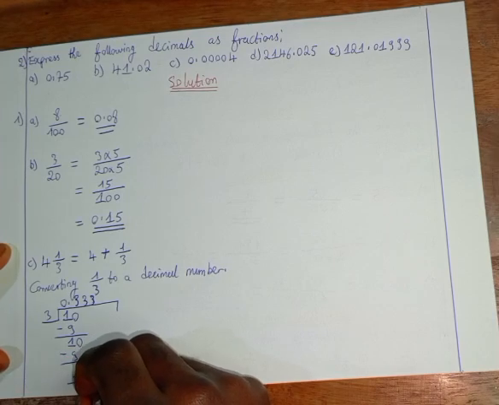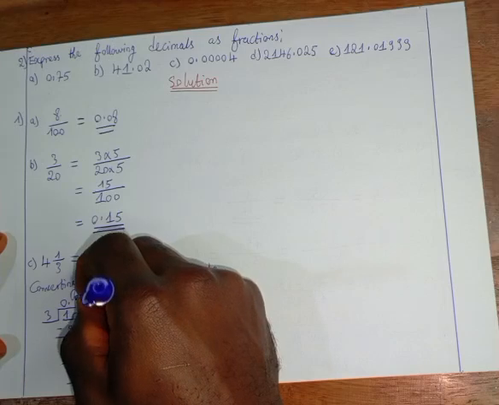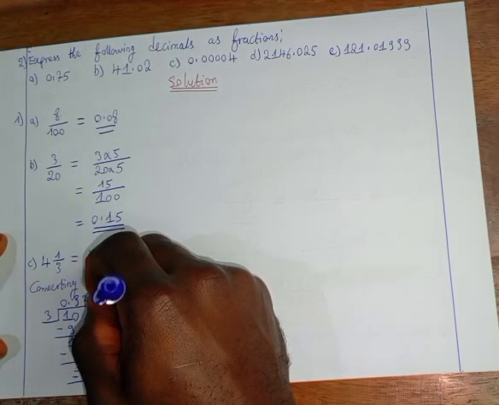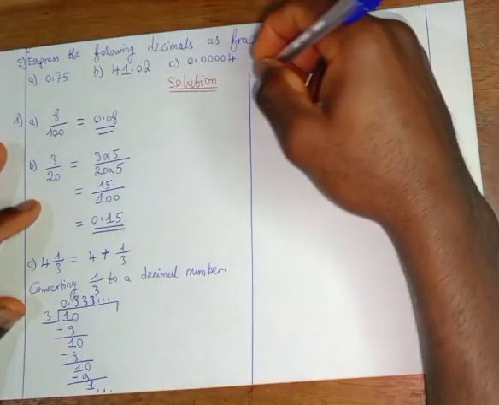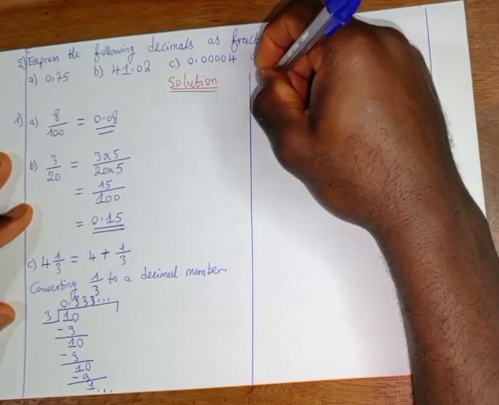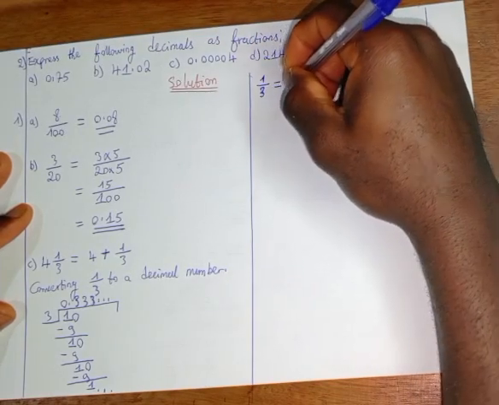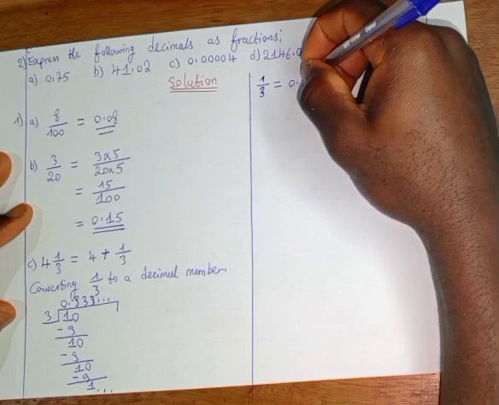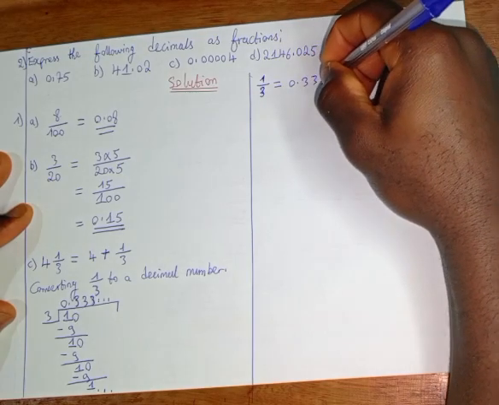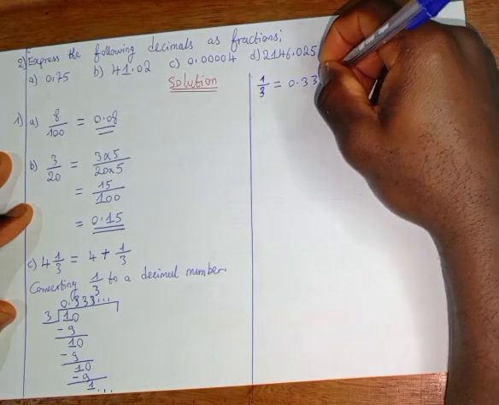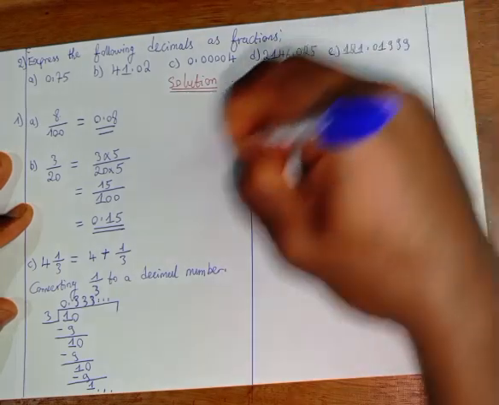So you see that it continues. I'll put 3 dots as such. It continues. This will continue giving 3, 3, 3, 3, 3, 3. It means that 1 over 3 is equal to 0.333. I'll put 3 dots. That means the digit 3 continues repeating.